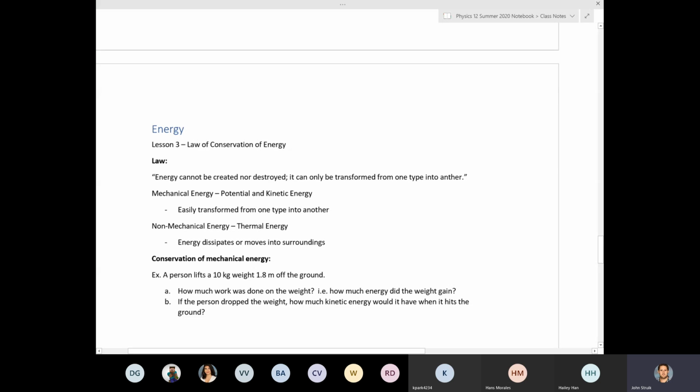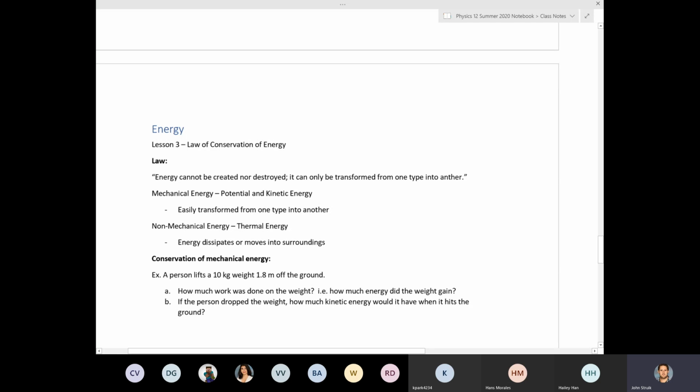If you lift something up and then let it go, you're giving it EP, and then when you let it go, that EP becomes EK. So it's very easy to track where the energies are going. Non-mechanical energy is energy that doesn't cause those motions. This is like solar energy, thermal energy, all that type of stuff. And thermal energy is energy that dissipates or moves into its surroundings.